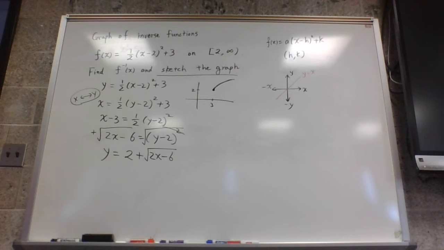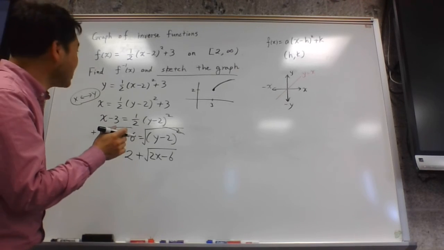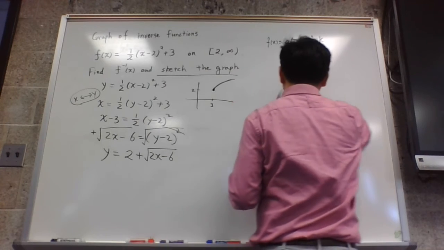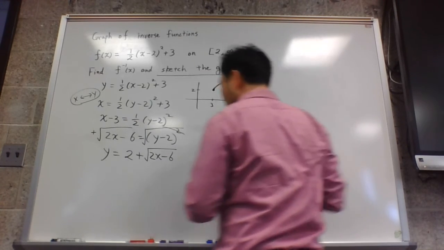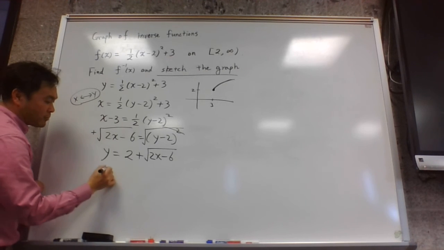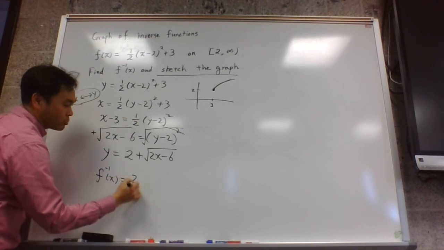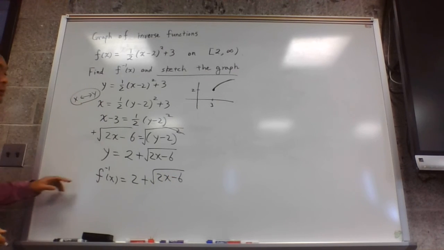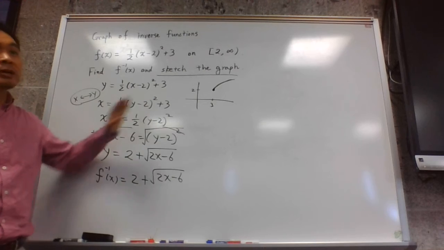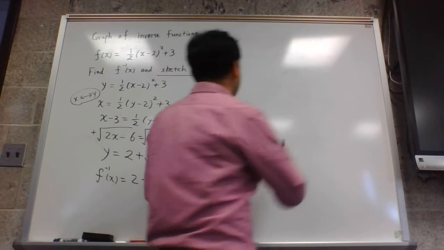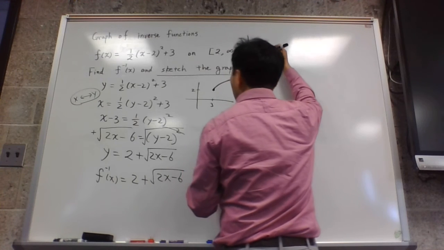All right, I should also have said the domain and range. Although I didn't ask for domain and range, let me just finish this. So the answer to the question is f inverse of x is 2 plus square root of 2x minus 6. And the graph would be this. So that's all for the answer to the question. But let me address 2 more things. What are the domain and range?